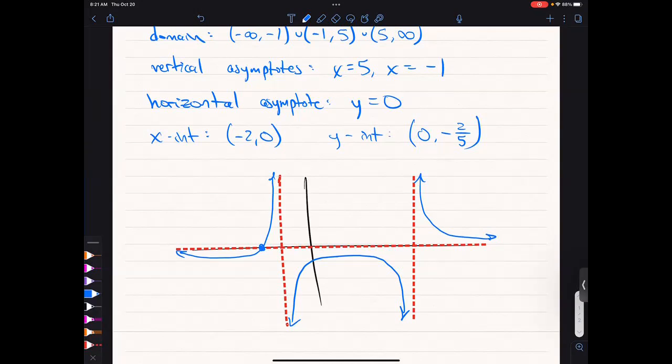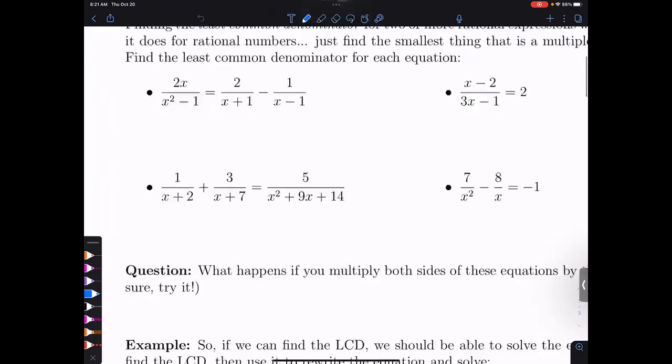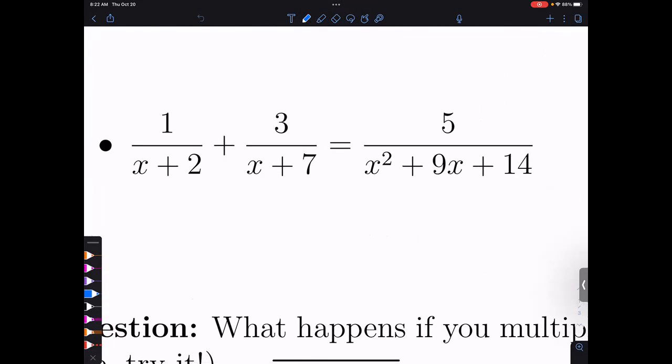Okay, so what happens when we have some kind of equation? Admittedly this looks like a lot, but it's not going to be as bad as it looks at face value. We've got some kind of rational thing, maybe more than one of them, and we're trying to solve an equation. So we're trying to find values of x that make this true. We know some stuff individually about the pieces.